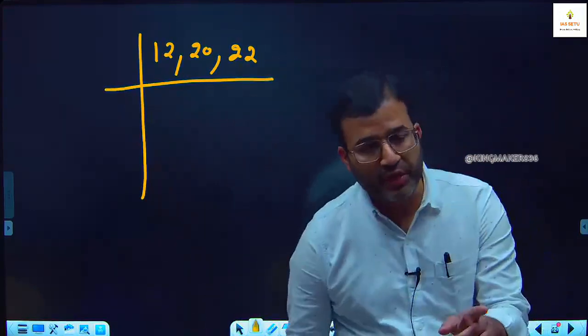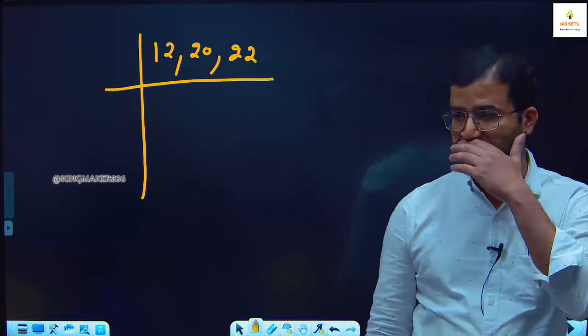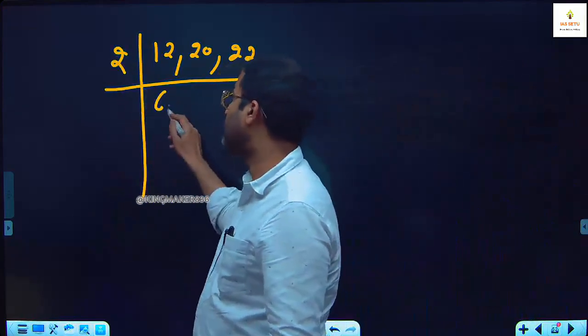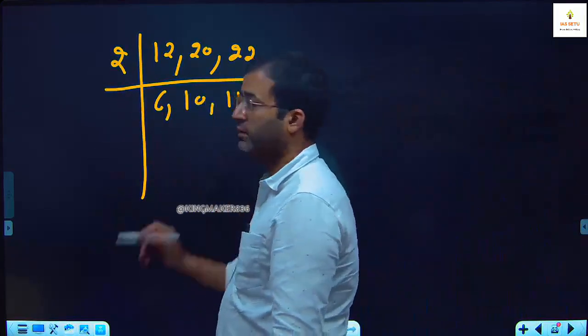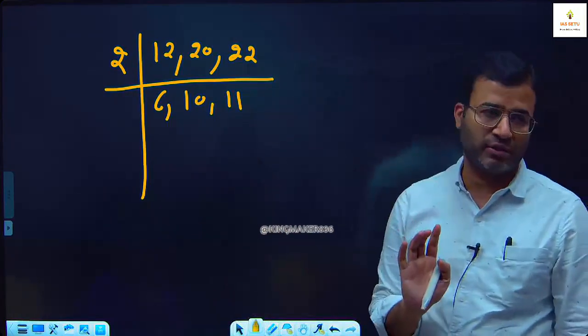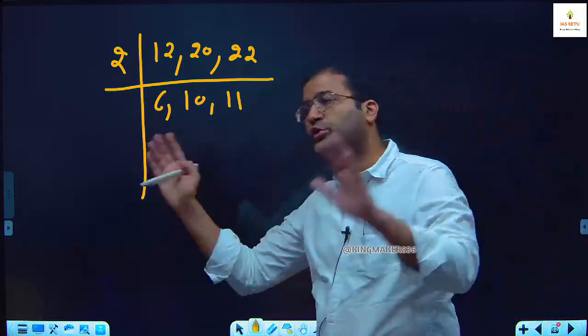Our first preference is if it is common from all the numbers. What is common in all of them? 2. We take 2 common: 6, 10, 11. After that, 10 and 11 give you only 1 as a common factor. But here, if it is common from 2 also, that also you have to take.